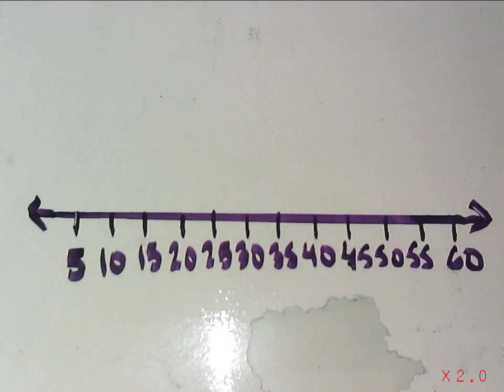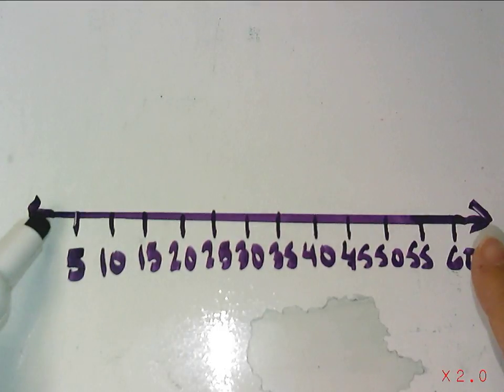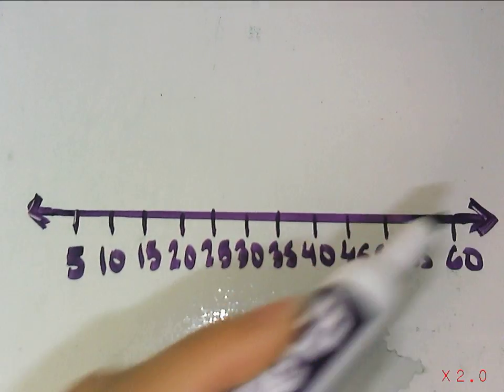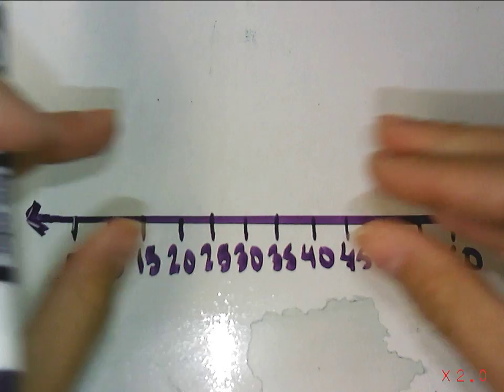Just like on our first number line that we did yesterday, we're showing that the time is continuous. So that's why we have an arrow this way and an arrow going the other side of our number line to show that time is continuing.